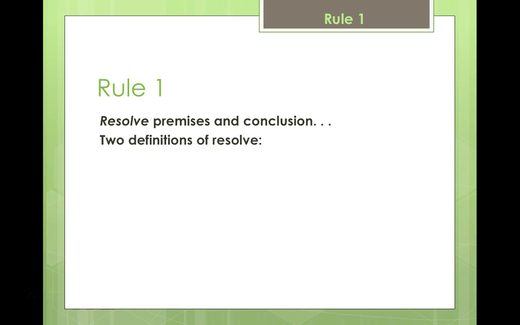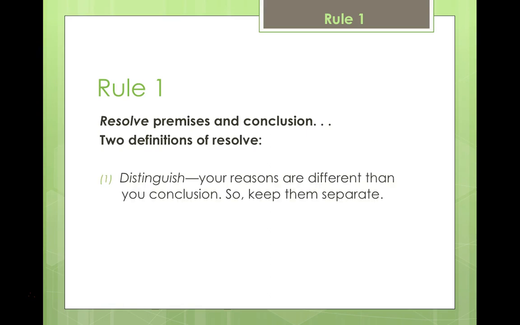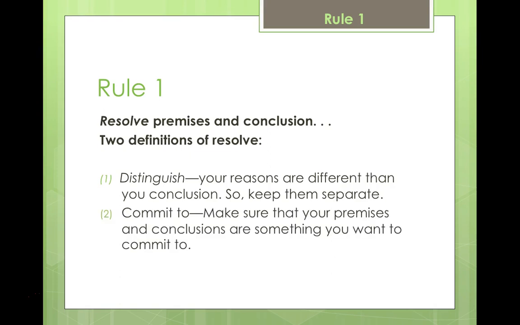So all of this leads to Rule 1. You should resolve premises and conclusions when working through arguments. So there's 2 definitions of resolve being used here. The first definition of resolve is to distinguish. So you need to resolve your reasons. You need to resolve that your reasons are different than your conclusion. Right? And this is important because you want to keep them separate.